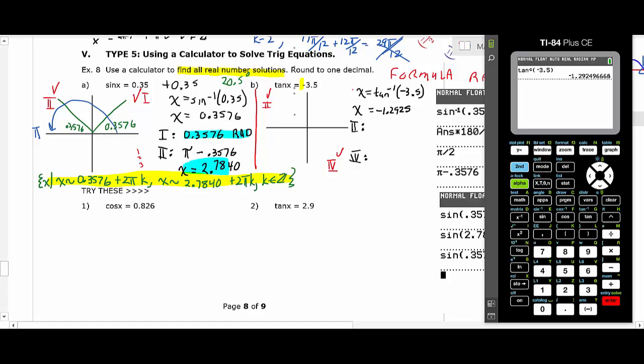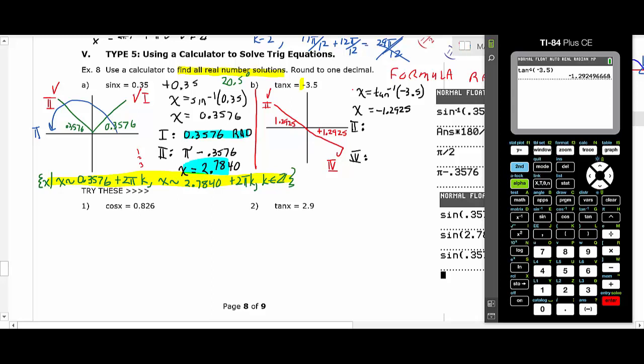So you need to understand that what happened on the calculator is, since the tangent is negative in quadrant 2 and 4, the calculator is programmed when it does an inverse tangent to give you a negative angle in quadrant 4. So that reference angle is going to be this. Now reference angles are always positive, by the way.